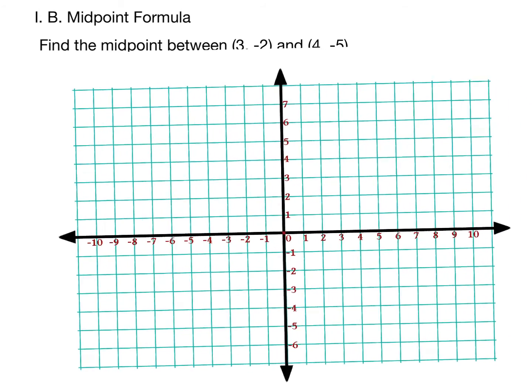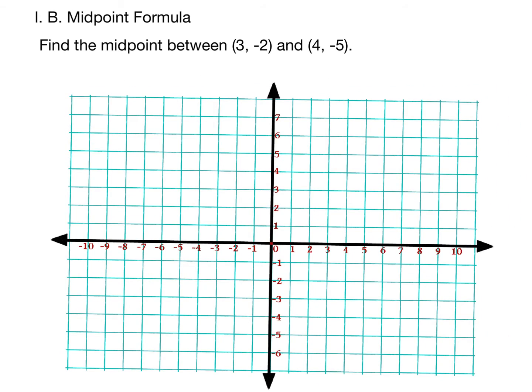So if we graph these original points, we have 3, negative 2, and 4, negative 5. And then we're saying the midpoint is at 3.5, negative 3.5. Okay, so I didn't do it, but what we could have done is drawn a line in between those. And then what should happen is our midpoint should be right on that line, and it should look about halfway in between those 2 points.